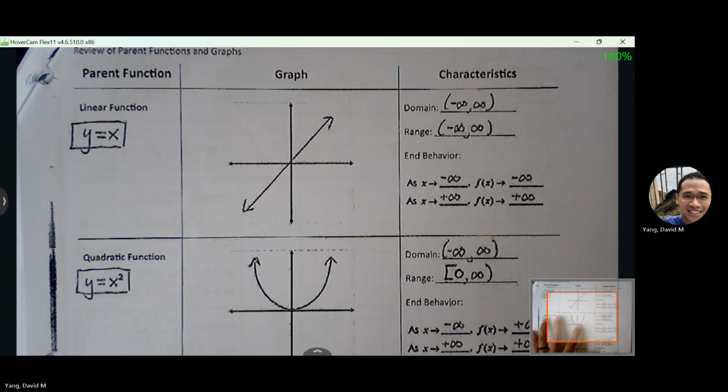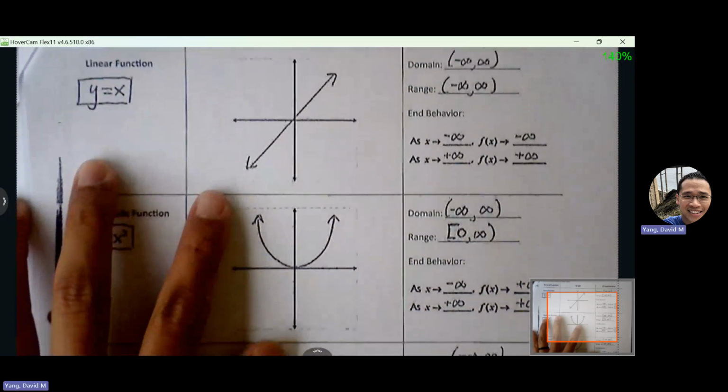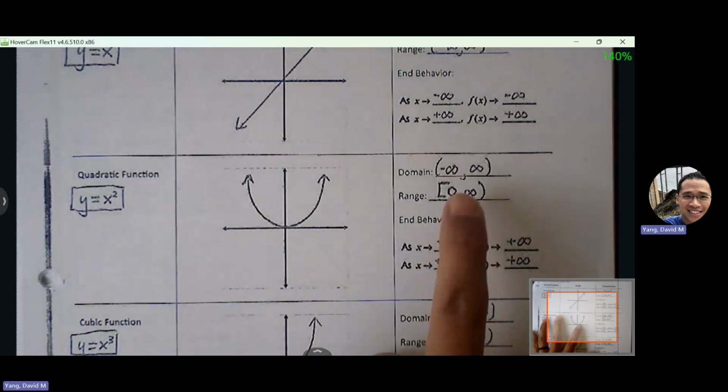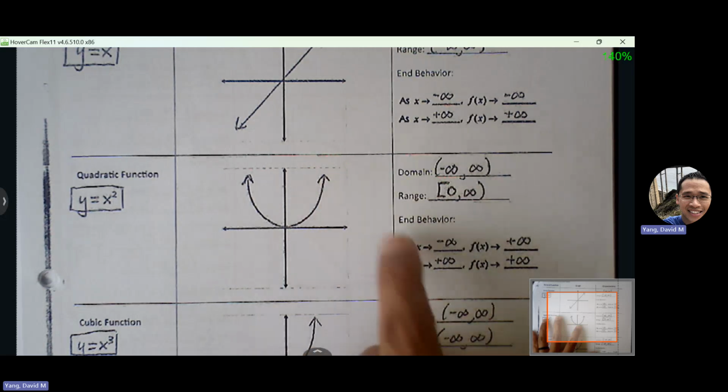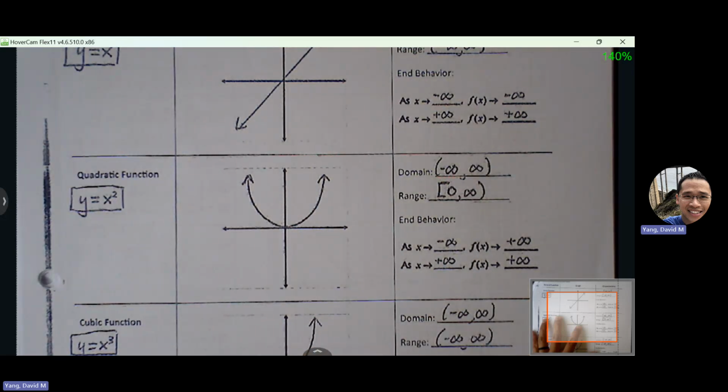Quadratic function. The parent function will be y equals x squared. It could also go sideways, but we're dealing with functions here, so it's either going to have a vertex of a max or a min. The domain is all real numbers, but the range would just go from the vertex to infinity. If it's opening down, then it'll go from negative infinity up to the y value of that vertex.